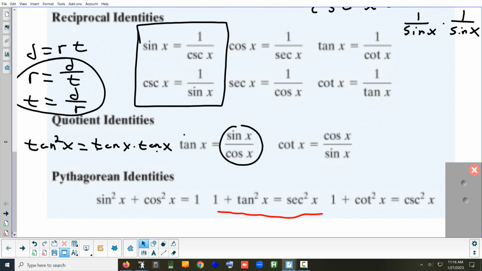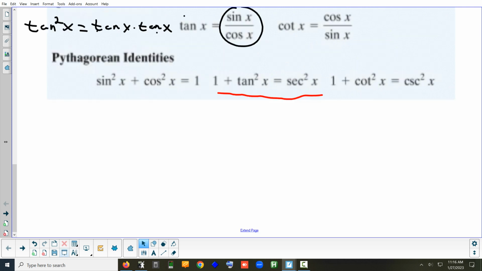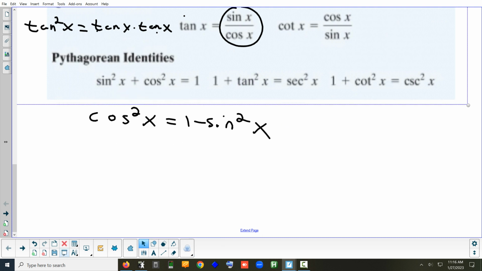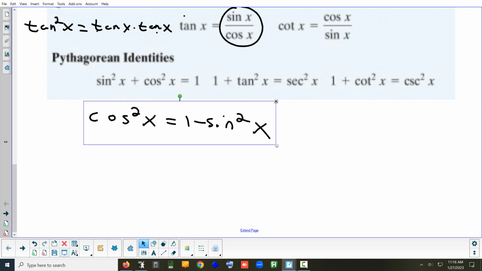Now, the other thing you can do with the Pythagorean identities is you can rearrange them. So instead of having 1 by itself, we could have something like this. All I did was subtract sine squared to the other side. So I don't consider this a different formula. It's just a rearranging of one that we already had. If you count all the rearrangements, then there's tons of them. Any question on that idea of rearranging?